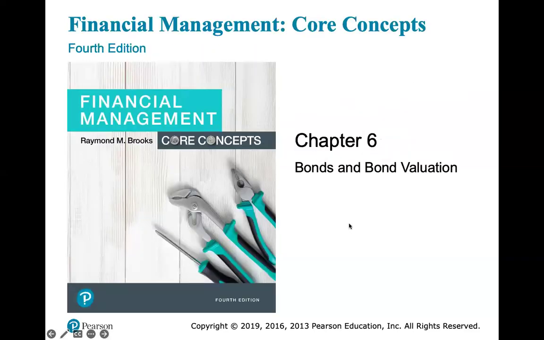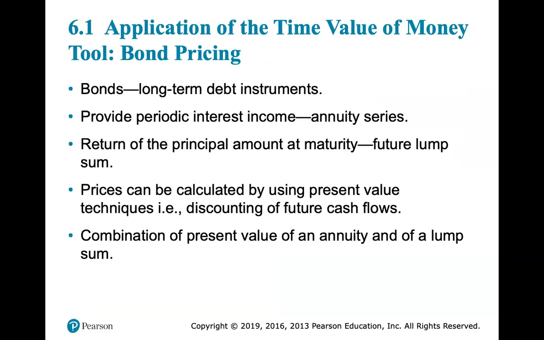So we started to talk about bonds and bond valuation. We said that bonds are debt instruments. Basically, the maturity is long-term, and they provide periodical equal payments called coupon payments, and the return of the principal amount at maturity, a future lump sum, which is measured as an expected return called yield to maturity. The price can be calculated using the present value instruments that we applied in the previous chapters. Basically, we discount the future cash flows, add them up, and come up with the bond value.